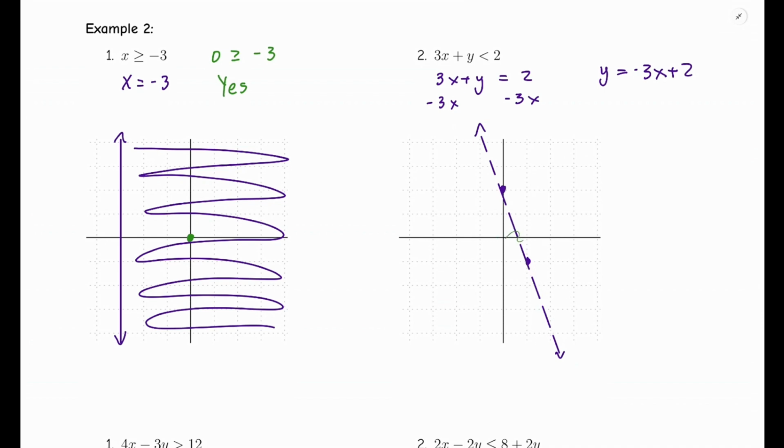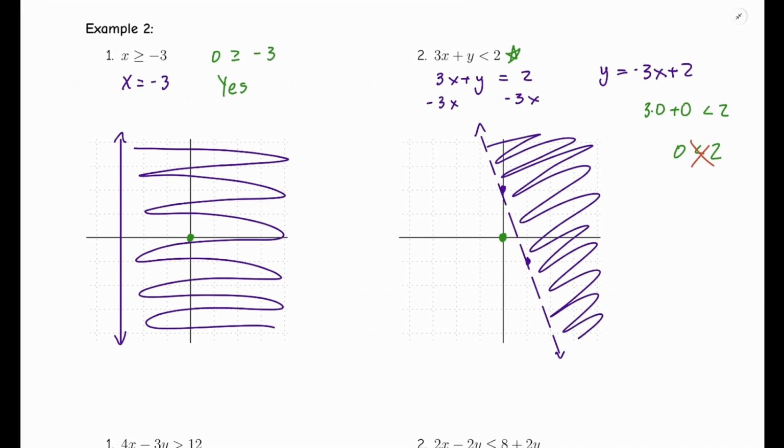Pick a test point. Again, I'm going to pick (0, 0). That would become 3 times 0 plus 0. Is that less than 2? Always plug it into the original inequality, not this one. So then that becomes 0 less than 2, which is true. So then I shade on the same side. There we go.